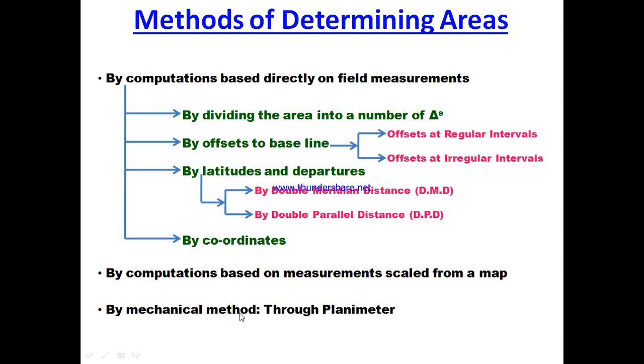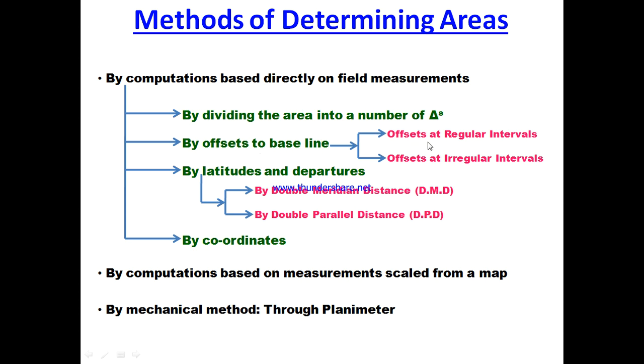The third one is the instrument method, or I can say the mechanical method, which is with the help of a planimeter. So the first one, that is directly on the field measurement, is again classified into: we can divide the area into a number of similar geometrical figures, or we can say a number of triangles. Then secondly, we can construct the offset to the baseline. We have already read this part in the chain survey, how to construct an offset from the baseline.